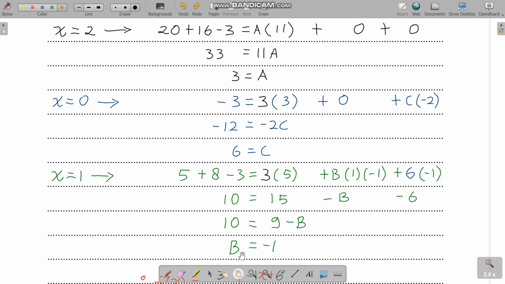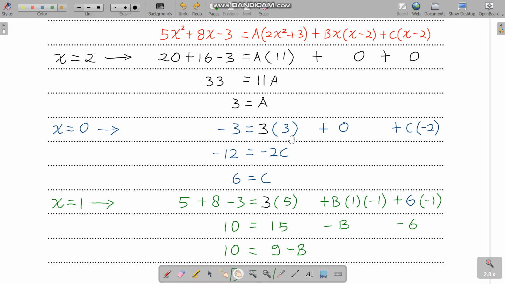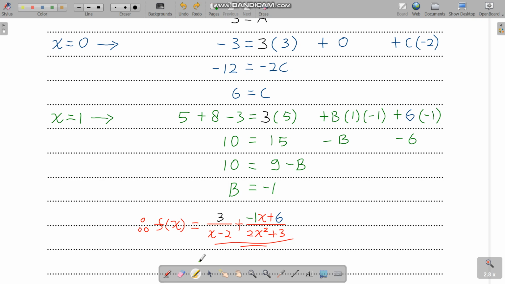And for the last coefficient, because we already know the two other coefficients, we just plug in something random other than 0 and 2, but use something simple like 1. So plug in 1, we get 5 on the left, plug in 1, we get 8, and we can simplify everything on the left. Now we plug in 1 here, we get 2 plus 3, which is 5. We already know a. And we plug in 1, we get 1 times minus 1 times b. We plug in 1, we get minus 1 times c. We already know c. So we can find b now.